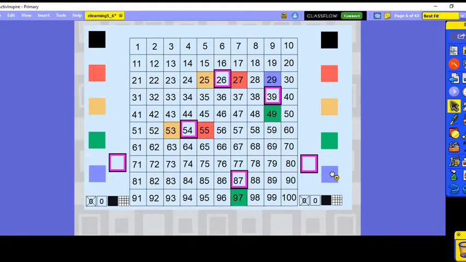Now let's do 10 less. Let's go back and find 87. 10 less than 87, we're just going back one column on our hundreds chart. 10 less than 87 is 77.